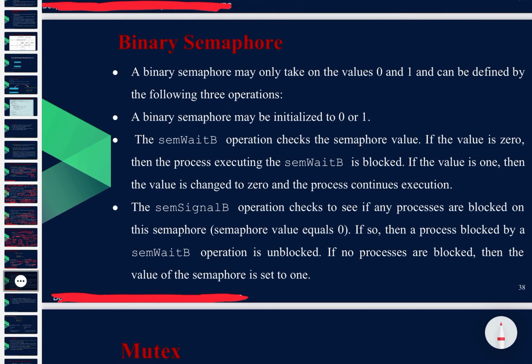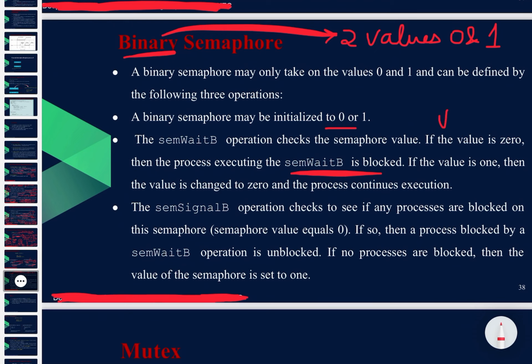Binary semaphore. A binary semaphore can only take on the value 0 and 1 and can be defined by the following three operations. A binary semaphore is initialized to 0 or 1. Binary means only two values, that is 0 and 1. The sem wait B operation checks the semaphore value. If the value is 0, then the process executing the sem wait is blocked.